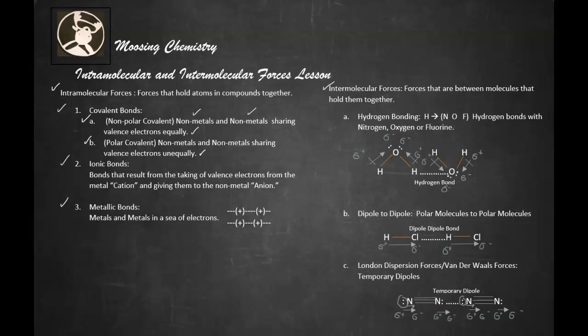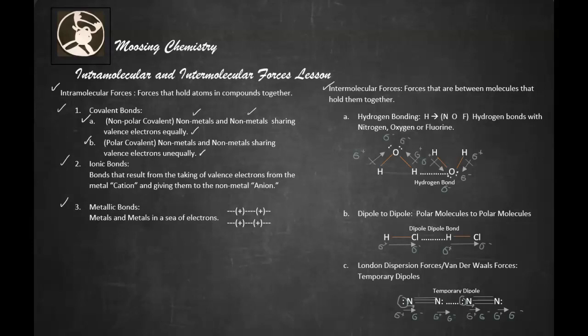Ionic bonds, these are bonds that result from taking of electrons from a metal cation and giving them to a nonmetal anion. So when a metal gives up an electron, it has more protons than electrons and it becomes a cation. And when a nonmetal takes on that electron, it has more electrons than protons and it becomes an anion.